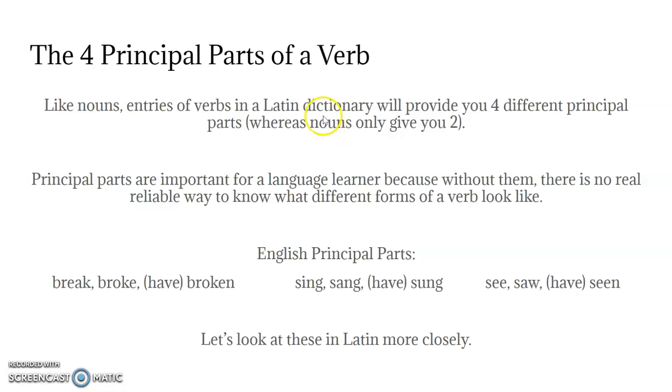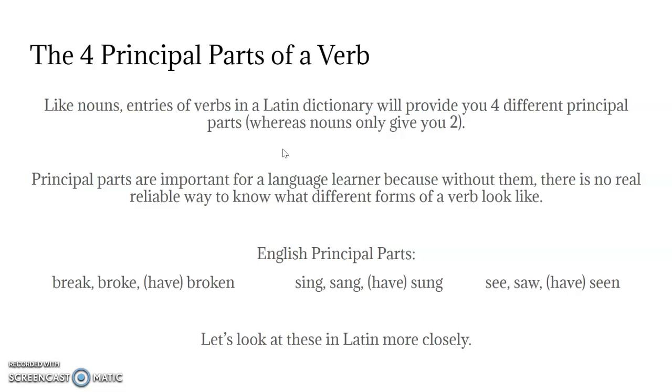The 4 principal parts of a verb just refers to the entry in the vocabulary list or in a dictionary. When you look up the meaning of a verb in particular, you'll see there are either 3 or 4 different versions of it separated by commas, then followed by the definition. These are called the 4 principal parts of a verb. They're important for learning a language because without them, there's no real reliable way to know what a verb looks like when it's in these different forms. English is really bad about this.